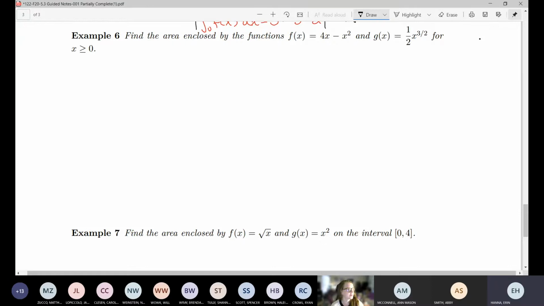And here we go. So remember, we're doing essentially area between two functions. The last ones we did were essentially between a function and the x-axis. So now we're going to talk about two functions where one of them is not necessarily the x-axis.